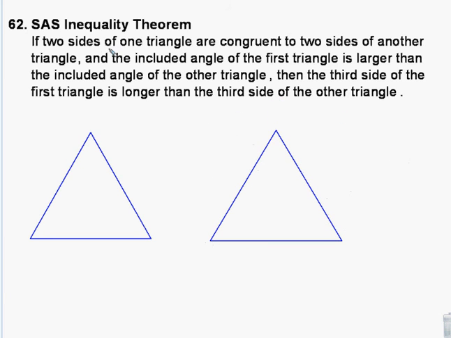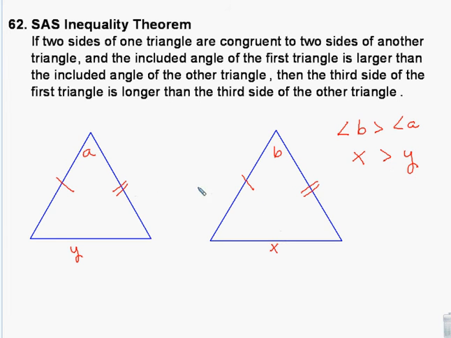Okay. If two sides of one triangle are congruent to two sides of another triangle, so what I have is, let's say this side is the same length as that side, and this side is the same length as this side, but we'll say angle B is greater than angle A, then the third side of the one triangle will be bigger than the third side of the other triangle.